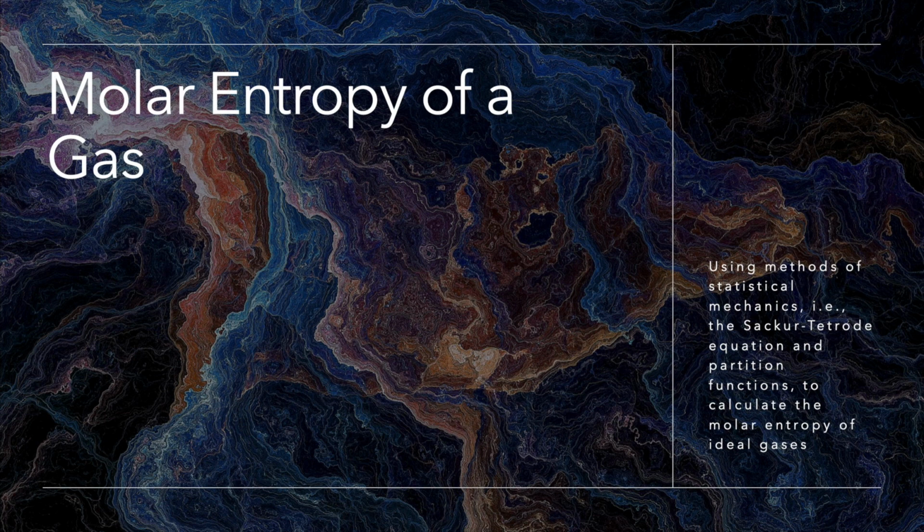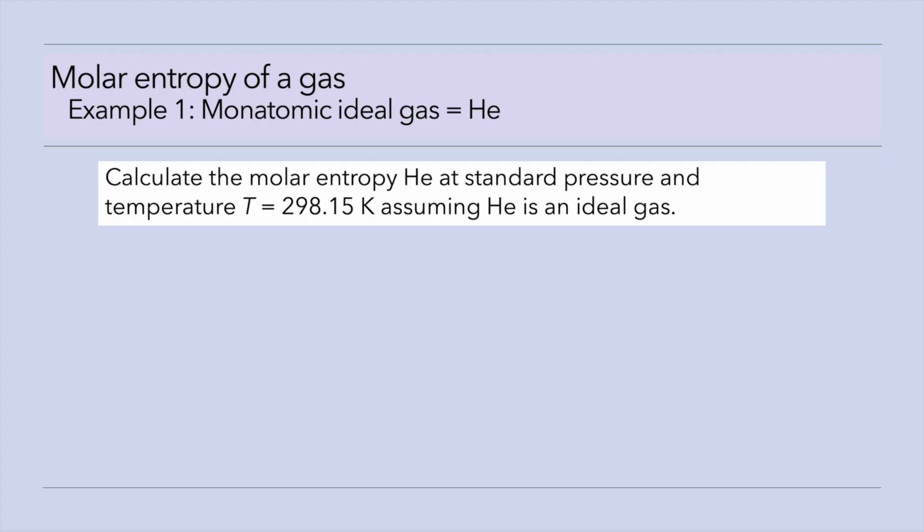Let's consider the molar entropy of a gas. In particular, we're going to use the methods of statistical mechanics, that is, the Sackur-Tetrode equation and partition functions, to calculate values of the molar entropy of an ideal gas. We're going to do two examples. One will be that of a monatomic gas. We'll use helium for that. And then we'll expand to a diatomic.